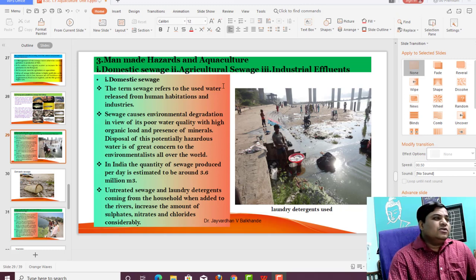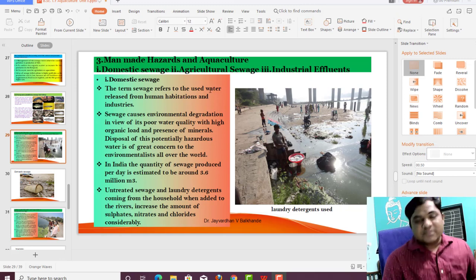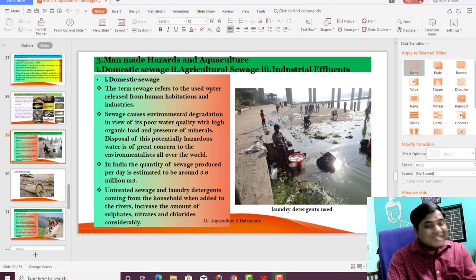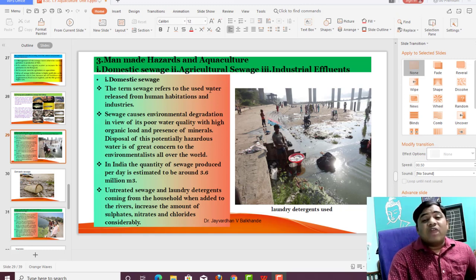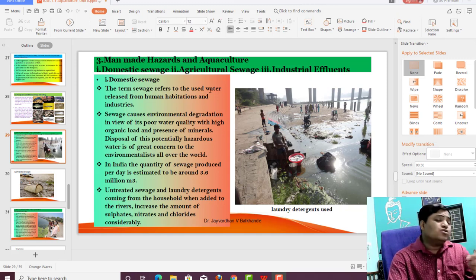We know the term sewage refers to used water released from our human habitations and industries, meaning our houses and industries. Whatever water is released is called sewage water, domestic sewage. It causes environmental degradation in view of its poor water quality with high organic load and presence of minerals. That point was also discussed in sewage fed fisheries. Water is of great concern to environmentalists all over the world.